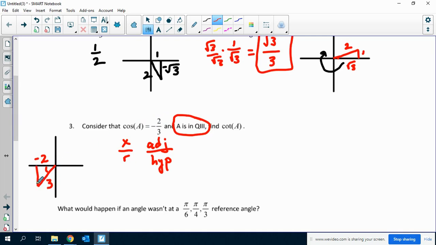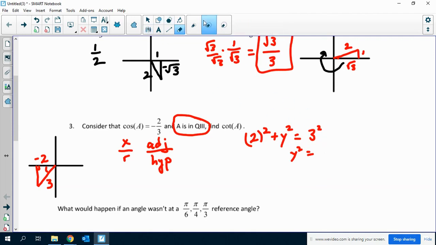So now in order to find y, I can use the Pythagorean theorem. So negative 2 squared, plus the y value squared equals 3 squared. This will end up being 9 minus 4. So y squared equals 5. So y equals plus or minus the square root of 5. Since we're in the third quadrant, we know that this will be a negative square root of 5.